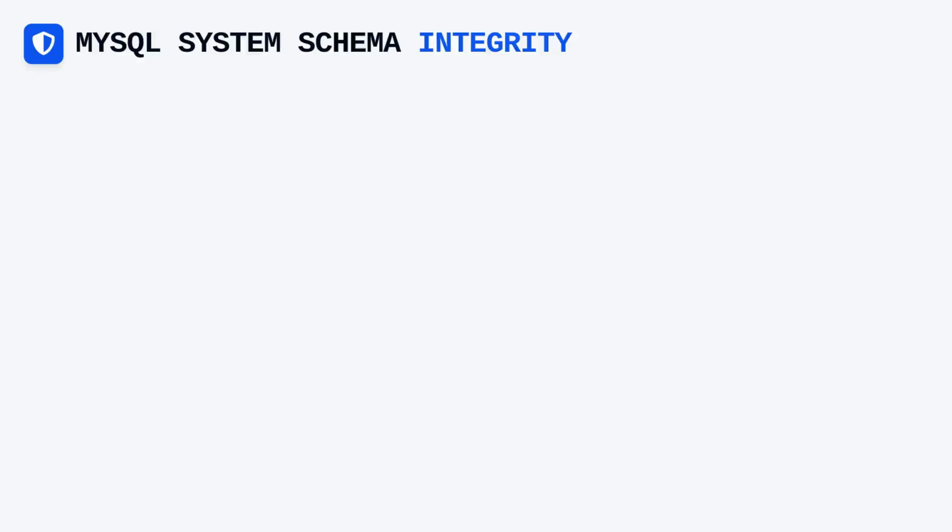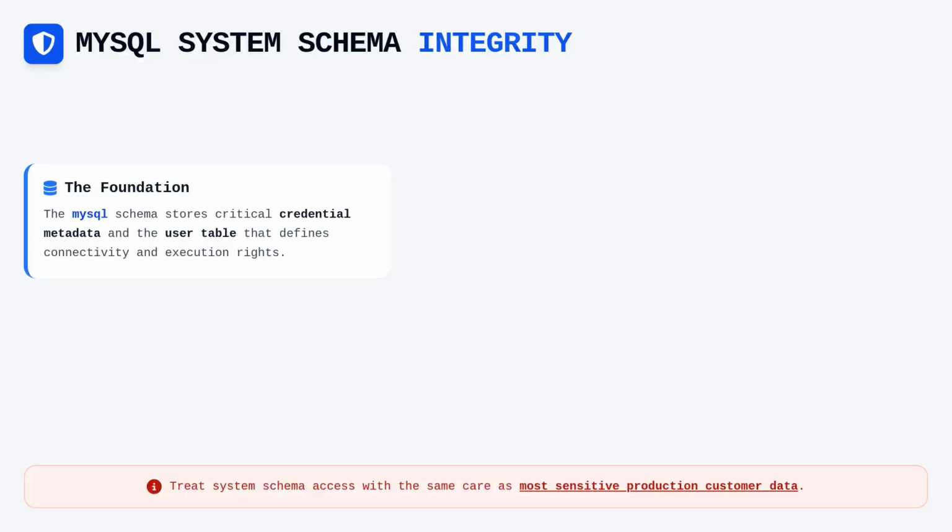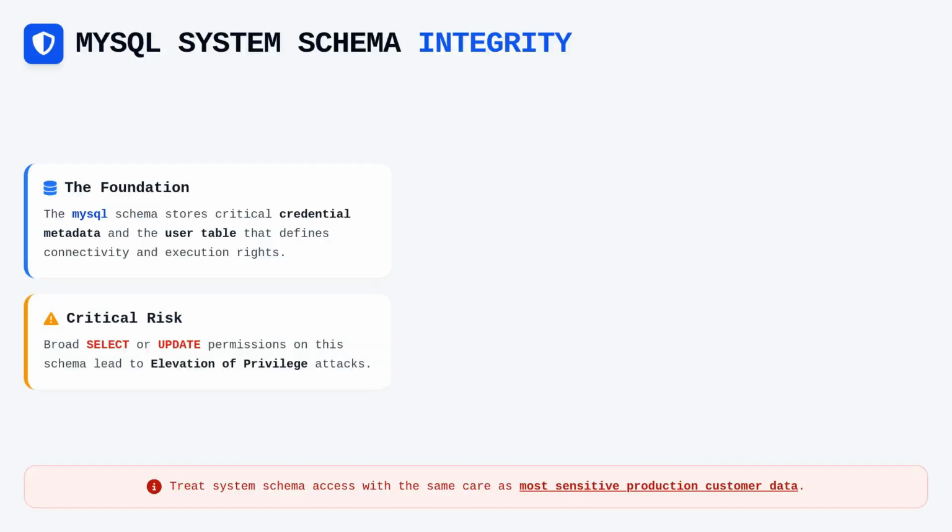Finally, we must consider the integrity of the MySQL system schema, which serves as the foundation for MySQL security. This schema stores the user table and other critical credential metadata that define who can connect and what they can execute. You must treat access to this system schema with the same level of care as you treat your most sensitive production customer data. Granting broad select or update permissions on tables within the MySQL schema is a severe security misconfiguration that can lead to elevation of privilege attacks.